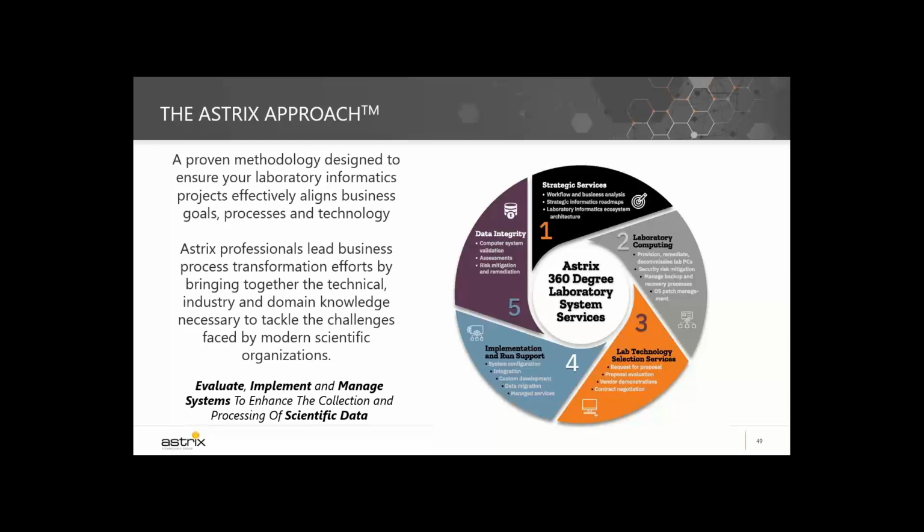Before we get into that, just a couple quick things on the wrap-up side. You'll get a copy of this when we send out a PDF of today's session. We have a unique way that we approach our work here at Astrix. We've branded it the Astrix approach. It's a methodology designed specifically to ensure lab informatics projects effectively align with business goals. It's really about matching the right technology with the right environment. We do this through a combination of five steps: strategic services, lab computing, technology selection, implementation and run support, and finally the data integrity piece. This has been the hallmark of the work we've done.